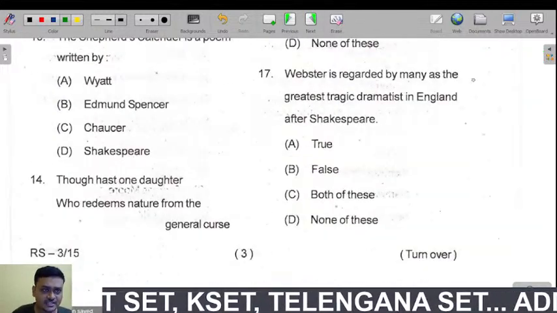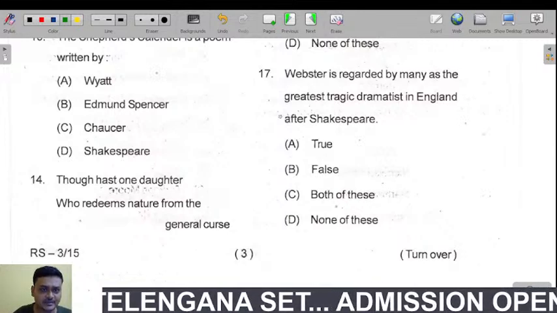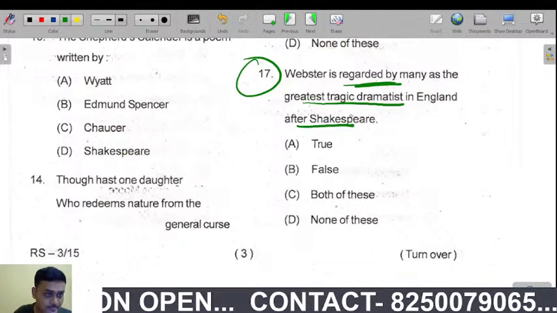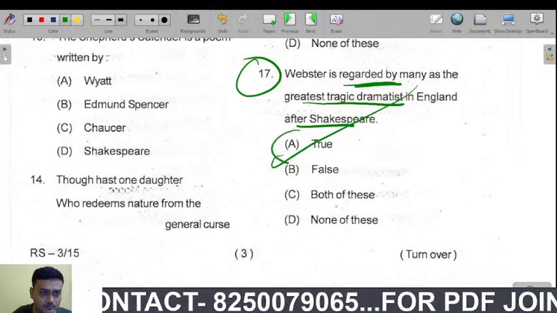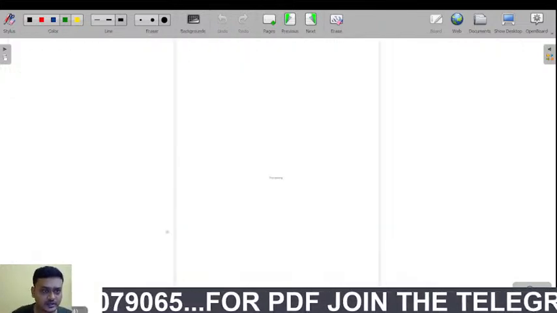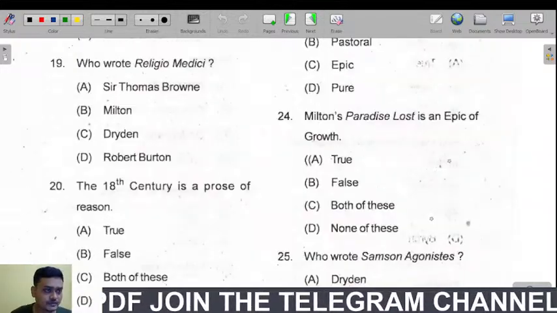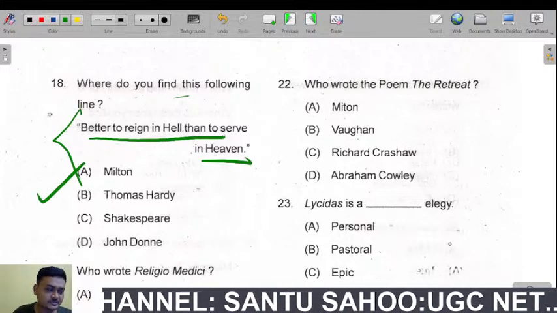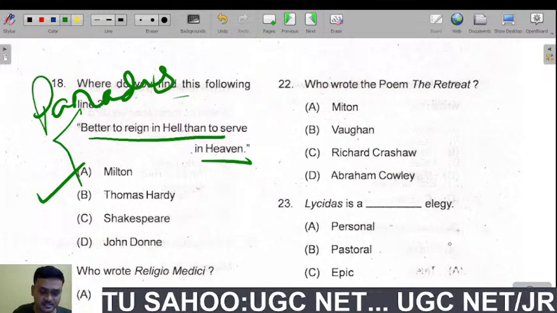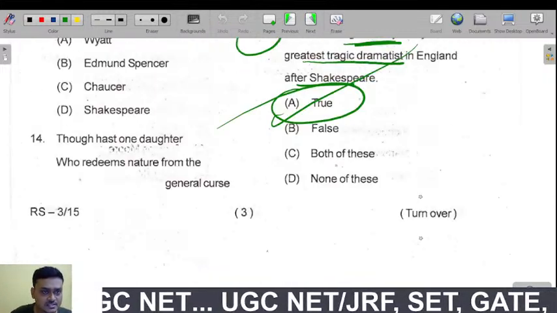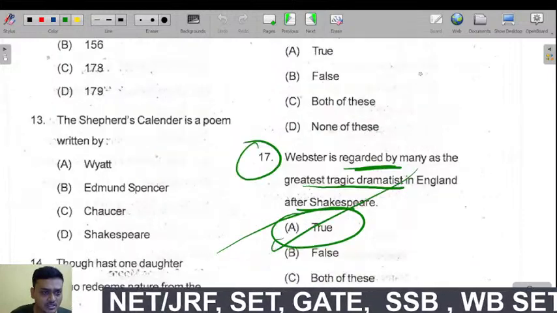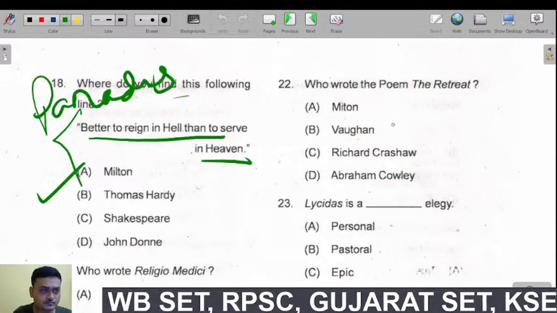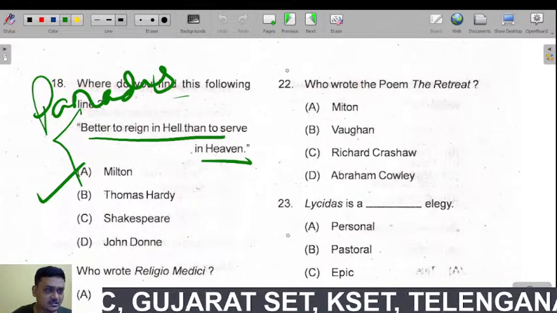Question 17. Webster is regarded by many as the greatest tragic dramatist in England after Shakespeare. True. Question 16B is false. Now 17.